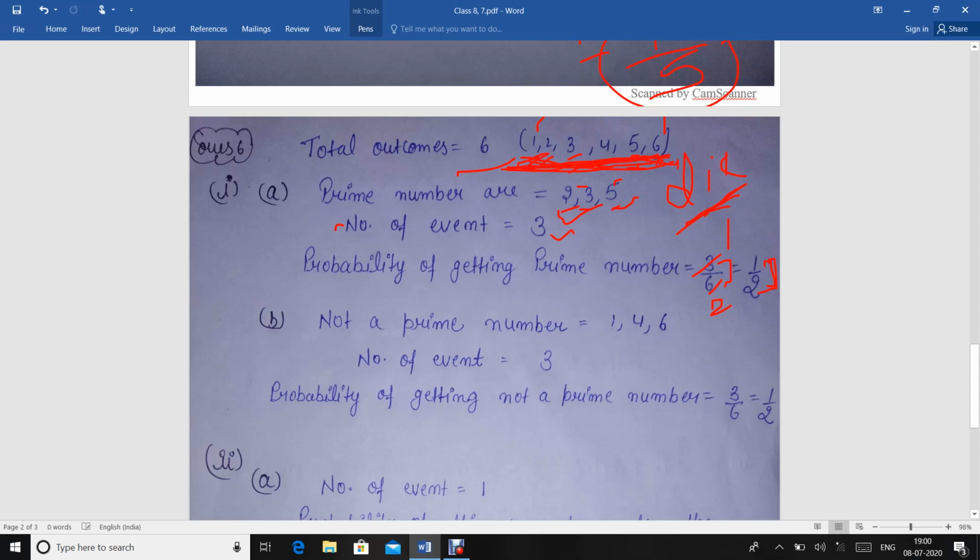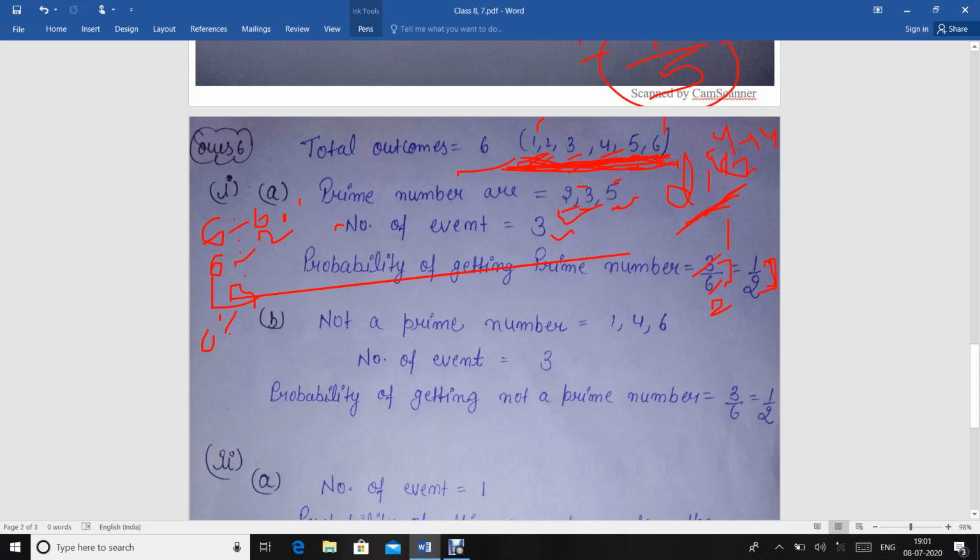See, 1 is a factor of all the numbers. Similarly 4 can be divided by itself. Also 4 can be divided by 2. So 4 is not a prime number. Similarly 6 can be divided by itself, and 6 also can be divided by 2. Also 6 can be divided by 3. So 6 is also not a prime number.